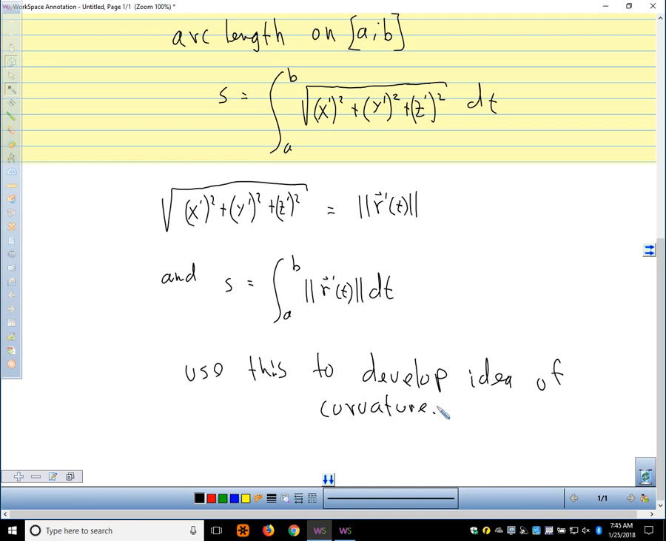And the reason, just a little background, the reason that we use arc length to talk about curvature is we want curvature to be a property of the curve, not a property of how we parameterize it. And arc length is a property of the curve. It doesn't matter how we parameterize a curve, the arc length from one point to another point should be the same, regardless of how we parameterize it. Well, the curvature should be something that's a property of the curve, not a property of the parameterization. So that's one reason that we use arc length to get to the idea of curvature.